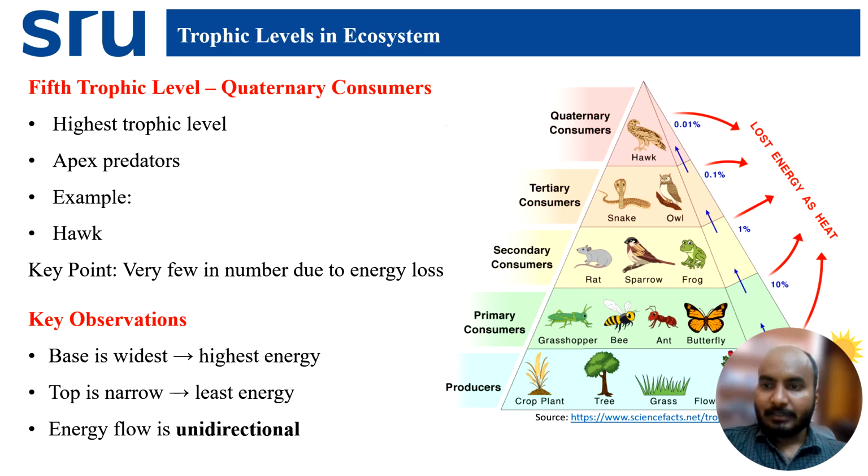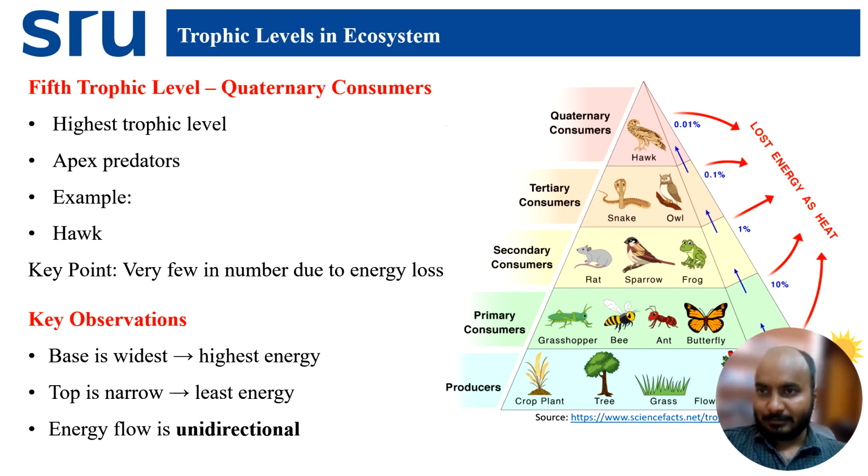So as we move upward from producers to quaternary consumers, the energy decreases and the number of organisms also decreases. There are more producers, but at the quaternary consumers there are fewer. The number of organisms also decreases as the trophic level changes. So this pattern is not random. It is a direct result of energy loss in the trophic levels of the ecosystem.